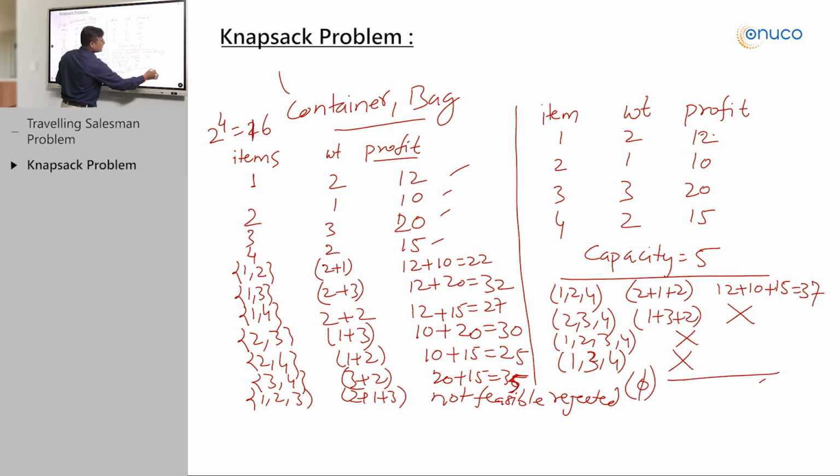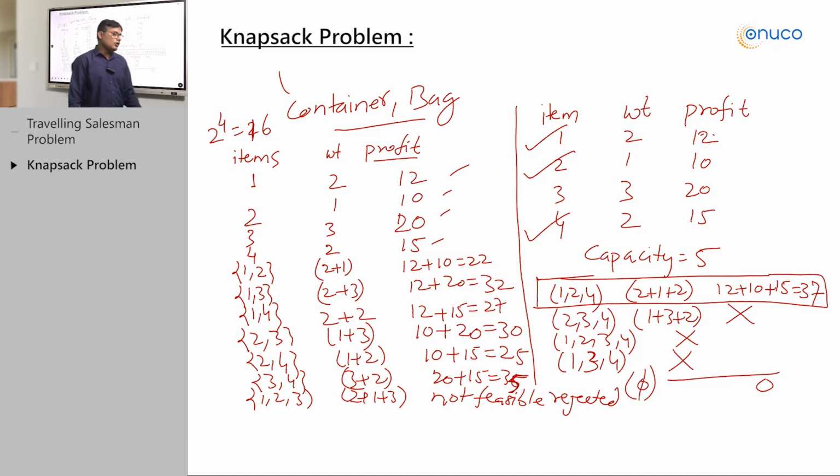So what is the profit? Profit is 0. So among these, what is the maximum profit? The maximum profit is given by the combination when element 1, element 2 and element 4 are selected. How did we come to know? After doing all permutations and combinations, all possible solutions, we are able to find that the maximum profit is 37. That comes under the exhaustive search knapsack problem.